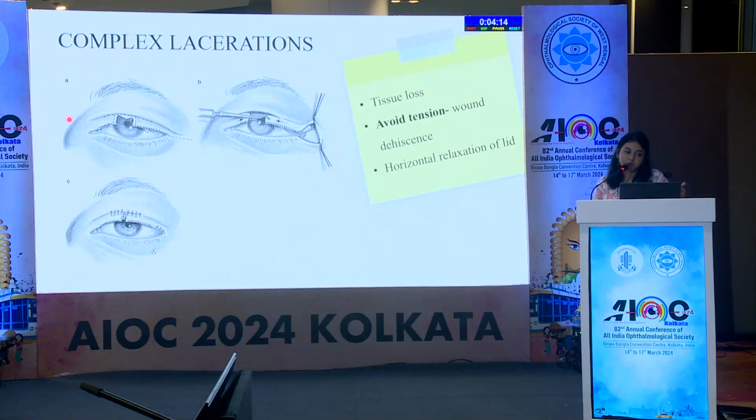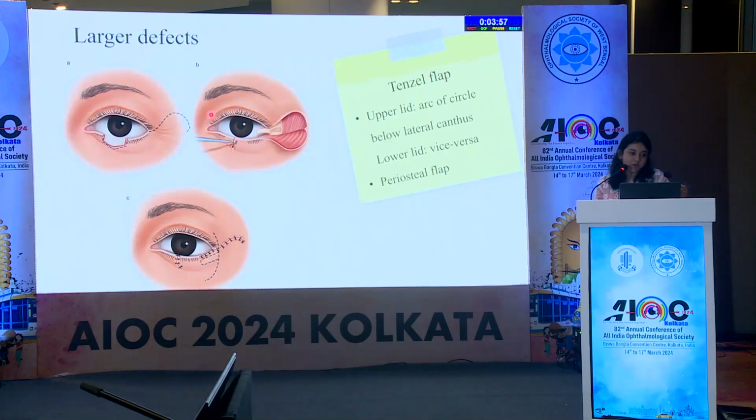Now, like in this patient, there is a large upper lid defect, which is not amenable to direct closure. So in such a patient, a superior cantholysis is done, which is cutting the crura of the lateral canthal tendon. This causes horizontal relaxation of the lid, which is now easily slid medially to close the defect. Larger defects can also be closed by Tenzel's flap.